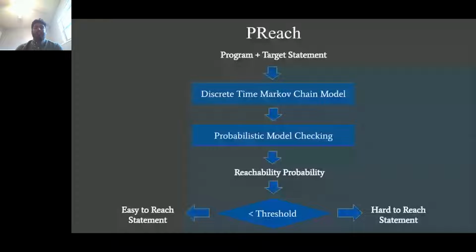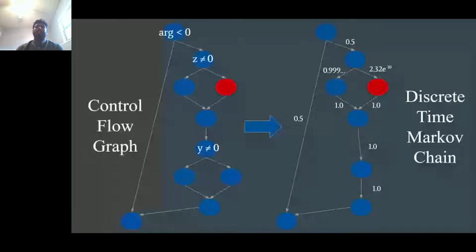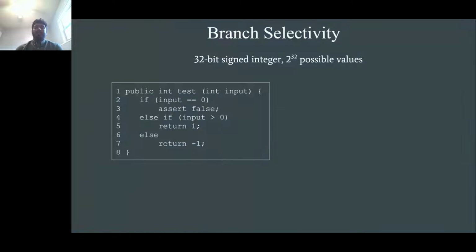Bridge first extracts a control flow graph from the given program and also identifies the target assertion statement as a target node in the control flow graph. From the control flow graph, it constructs a discrete time Markov chain using dependency analysis, and we introduce a new concept called branch selectivity. For example, if you want to compute this probability in the discrete time Markov chain, how do you do that? For that, we use branch selectivity.